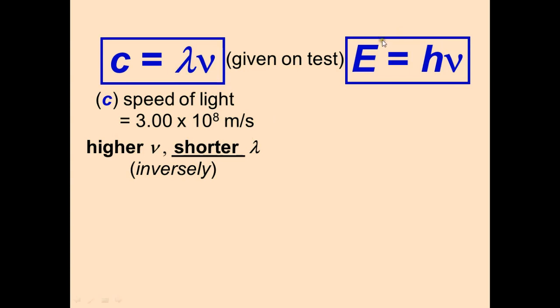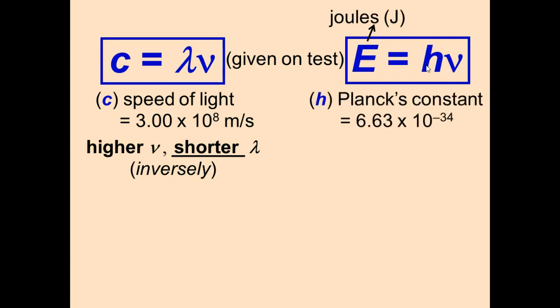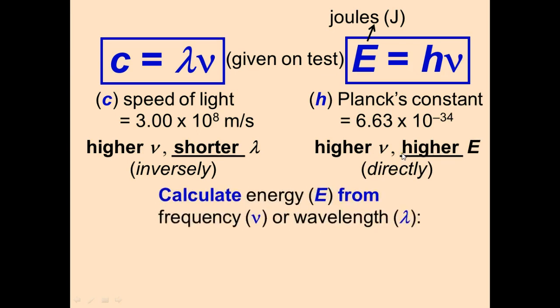And this formula, E equals h times v. E is energy in joules, and h is Planck's constant, which is this number right here, 6.63 times 10 to the negative 34th, and v is just frequency. And remember, higher frequency is higher energy, and this is a direct correlation. We just have to know how to use these formulas to calculate energy from frequency or wavelength.